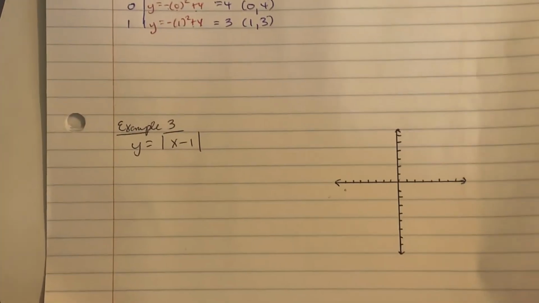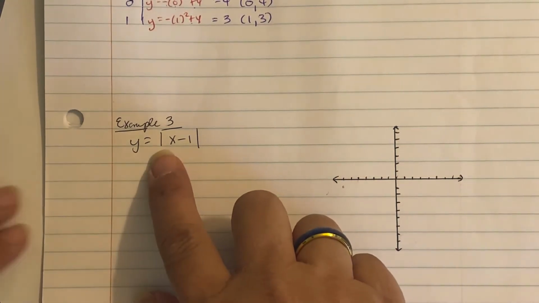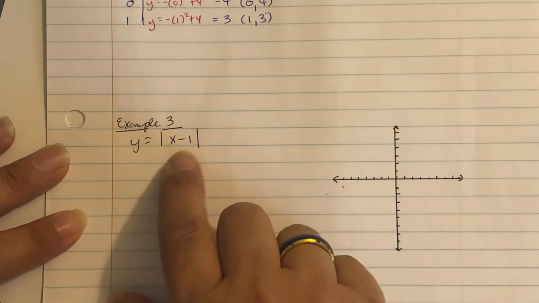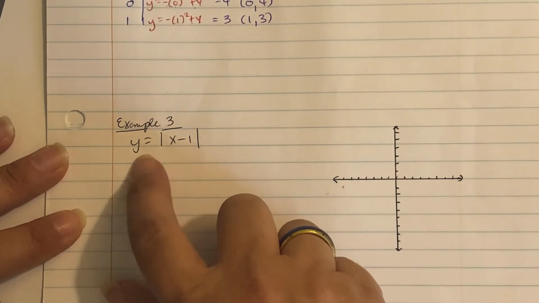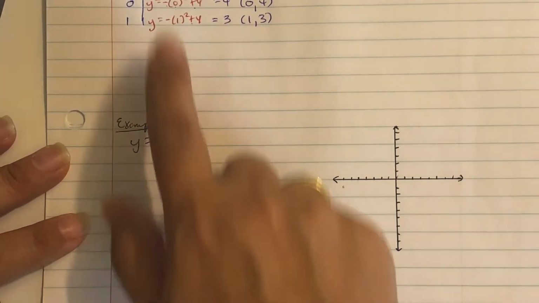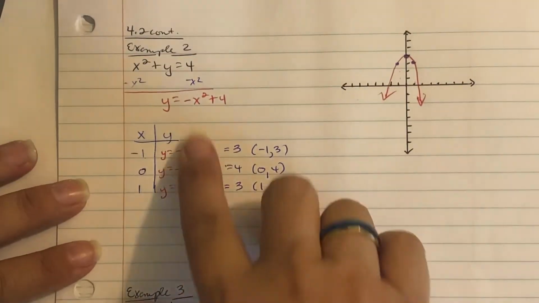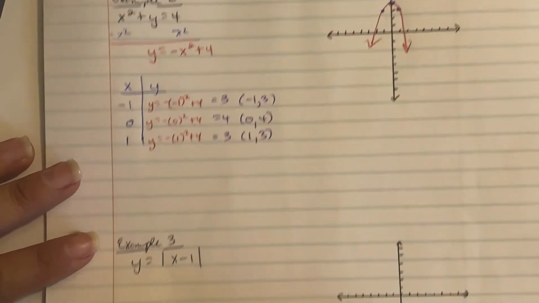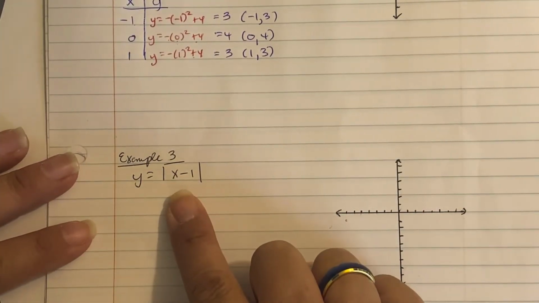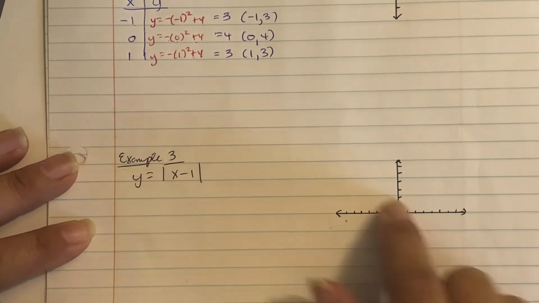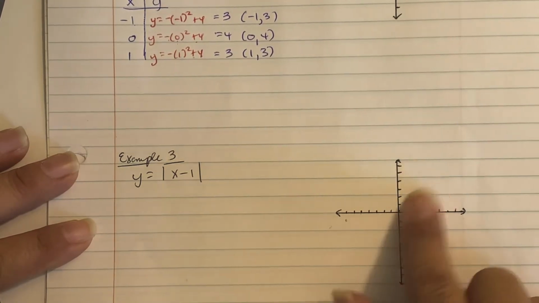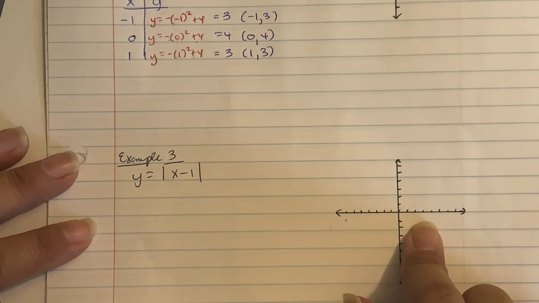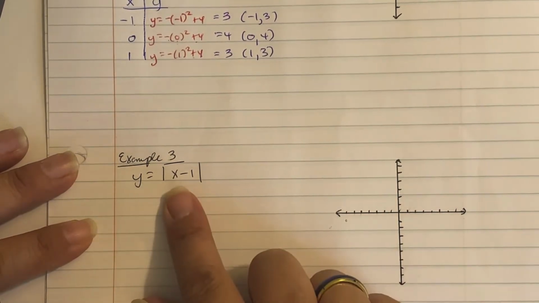Okay, in example 3, it says y equals the absolute value bars of x minus 1 close the absolute value bar. Just because of the absolute value bars, I know that we have a V-shaped graph, so not to be confused with the parabola, which is U-shaped. So this one just happened to be opening down. The V-shaped graphs could be a V-shaped opening up or down. It could be starting at the origin, going up or down, or it could be shifted left or right, depending on what the shift happens to be.